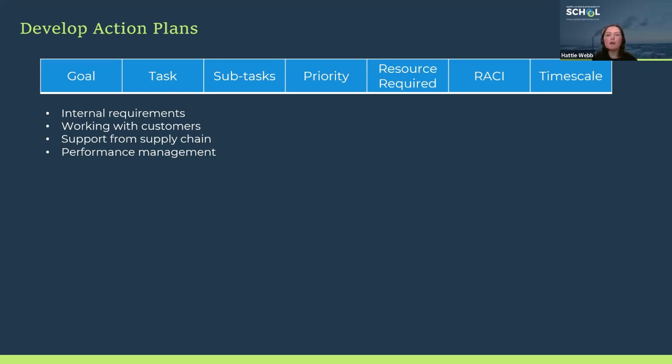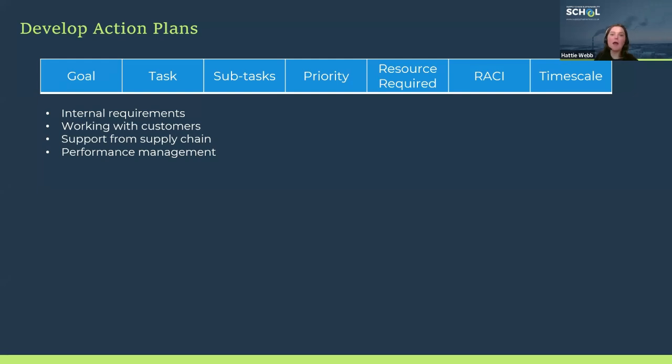So let's have a look on the left hand side. You can see we've got a goal. Let's use the example of reaching net zero by 2035. That's an ambitious goal, but of course, how are you going to get there? So the next column is a task. We can break this down into different tasks and subtasks.